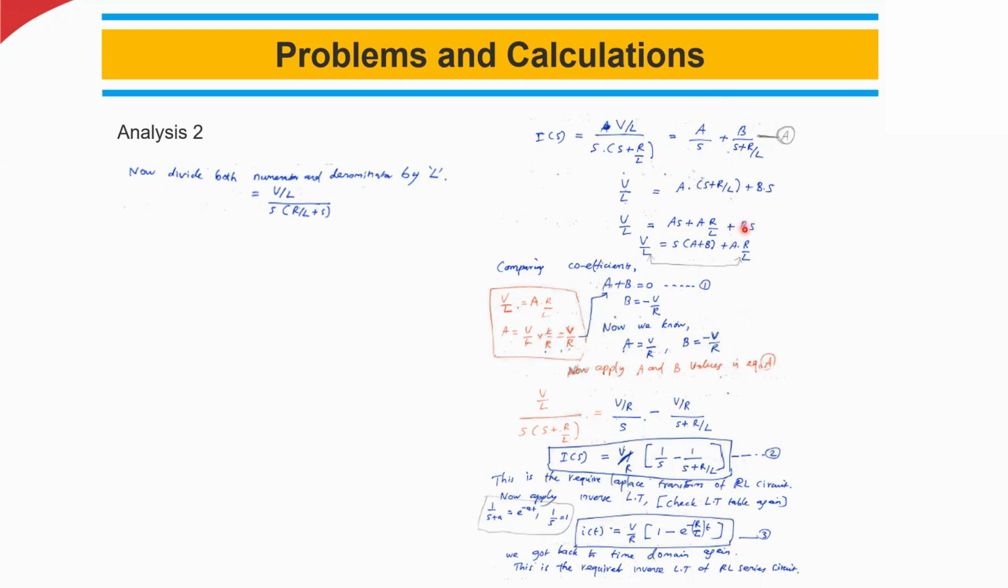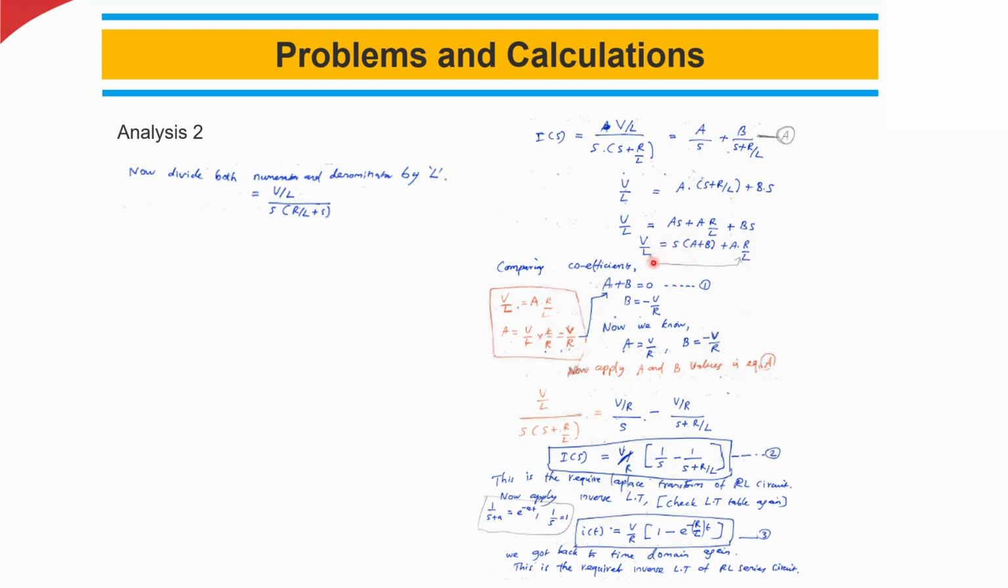Here, in this term and in this term, S is common. So I take this S as common: S times A plus B plus A times R divided by L. This V divided by L on the left side is as it is. Okay, so now I wrote the same equation a little differently.